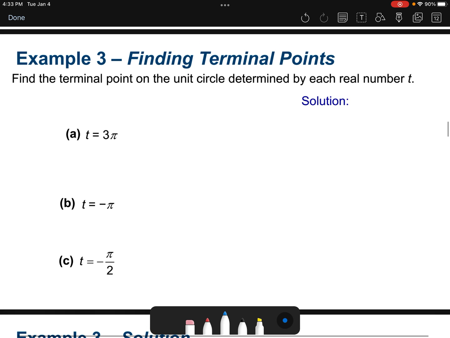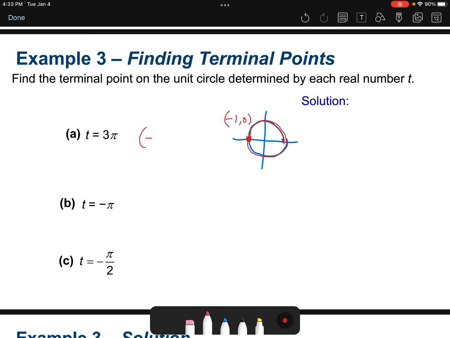Now, let's find some terminal points. What is the terminal point of 3 pi? Well, let's graph it. Remember, that's counterclockwise because it's positive. So if we draw our circle here, man, that's a lousy circle, I know. I go 1, 2, 3. So I end up here, right? So that would be negative 1, 0.